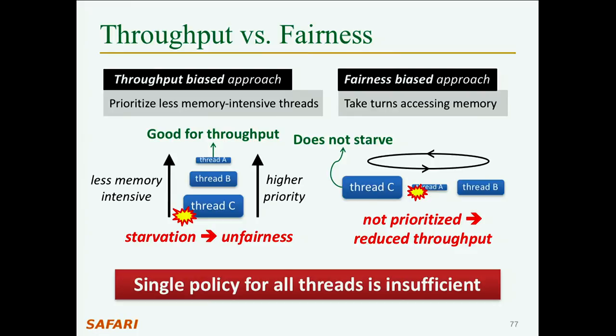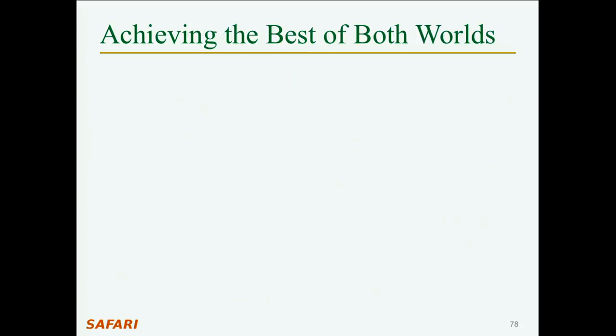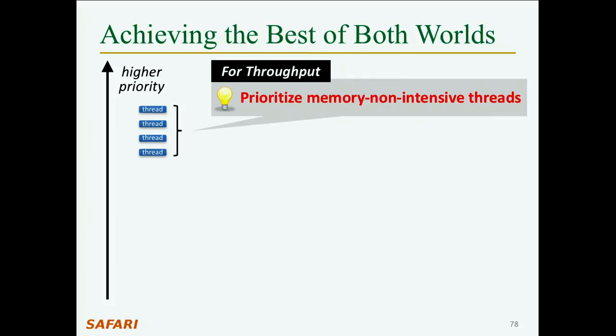So if you use a single policy, it's insufficient for all threads, as you can see over here. And that's the key realization of this work. You really need a heterogeneous policy. Whenever you're trying to optimize for multiple metrics, that should be obvious. And the key question is, how do you actually get that policy? So these mice, memory non-intensive threads, we want to prioritize them for throughput. That's part of the policy.